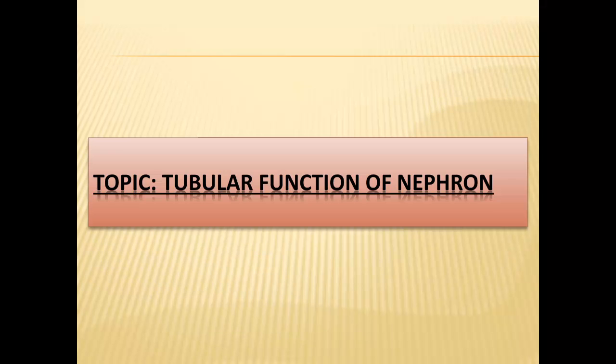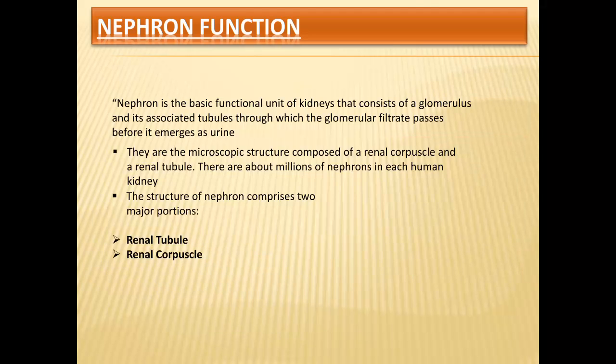My topic is tubular function of nephron. Before going to my main topic, I'm going to discuss a little about what is nephron. Nephron is the basic functional unit of the kidney that consists of renal corpuscles and tubules attached to it. The word nephron is derived from the Greek word nephros, meaning kidney.